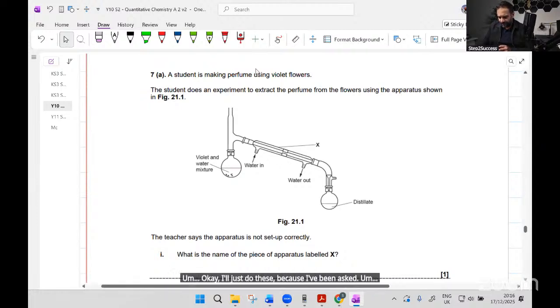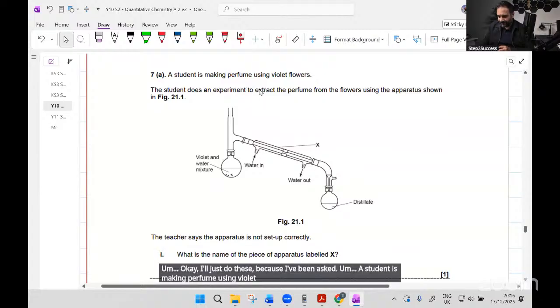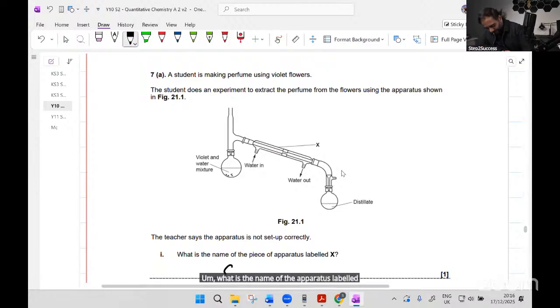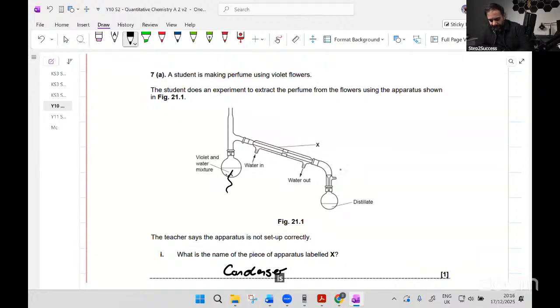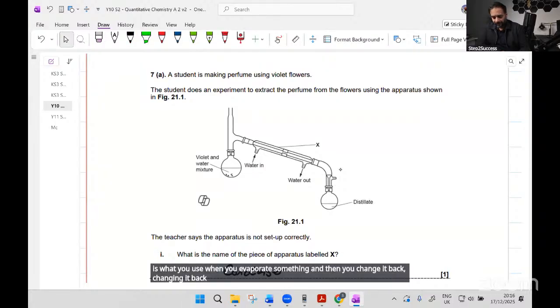A student is making perfume using violet flowers. They did an experiment to extract the perfume from the flowers using the apparatus shown below. What is the name of the apparatus labeled X? It's called a condenser. It's what you use when you evaporate something and then you change it back. Changing it back is condensing. So that's what that is.